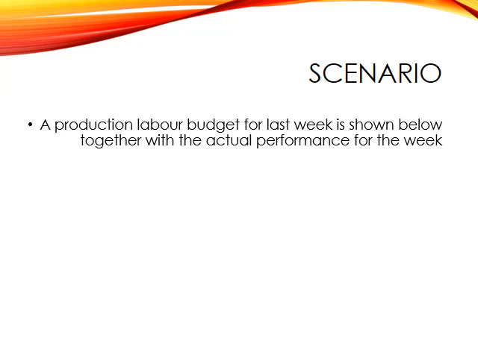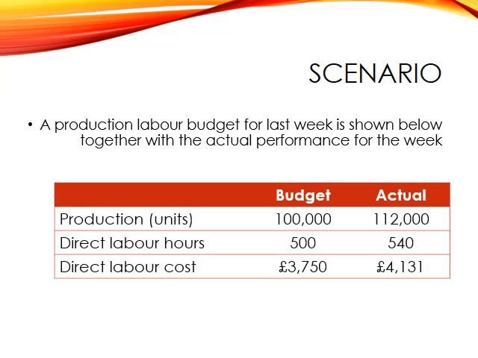So a production labour budget for the last week is shown below, together with the actual performance for the week. So we should have produced 100,000 units, we actually produced 112,000. We expected to use 500 labour hours, we actually used 540, and we thought we would incur a direct labour cost of £3,750, but our actual labour cost was £4,131.